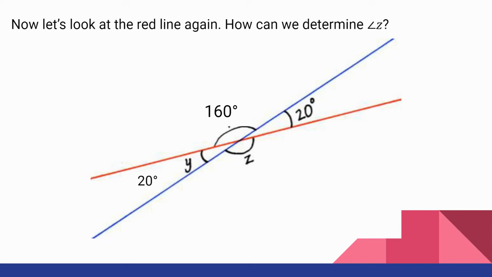Now let's go and figure out Z. Let's look at that red line again. How can we determine angle Z? It's our last unknown. We know that the red straight angle is 180 degrees. So we can just subtract 180 degrees minus 20 degrees to get 160 degrees. So again, our other angle is 160 degrees. Those are some interesting numbers. Do you notice anything about them?